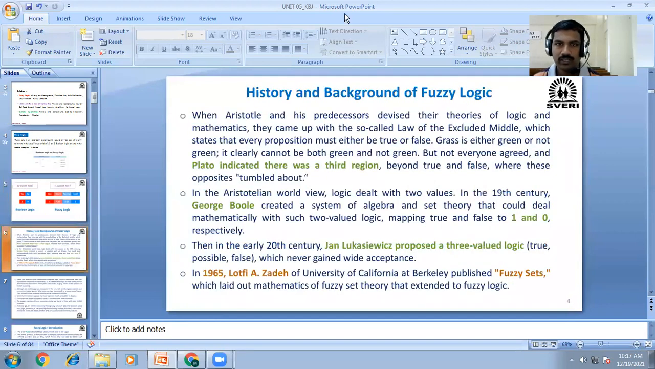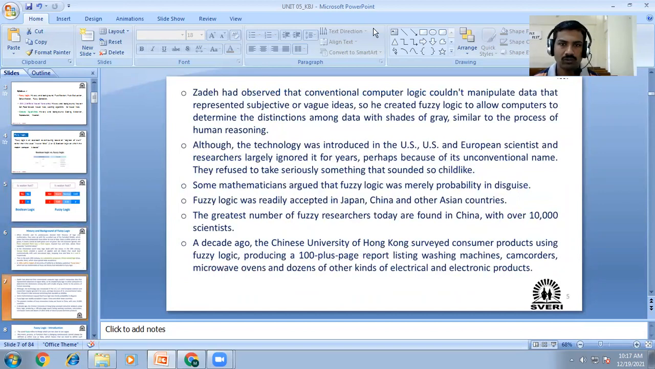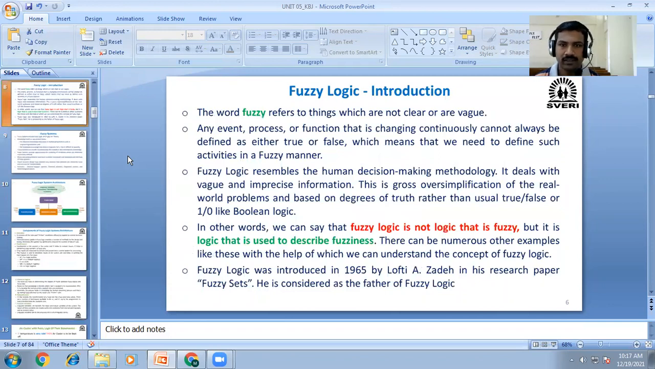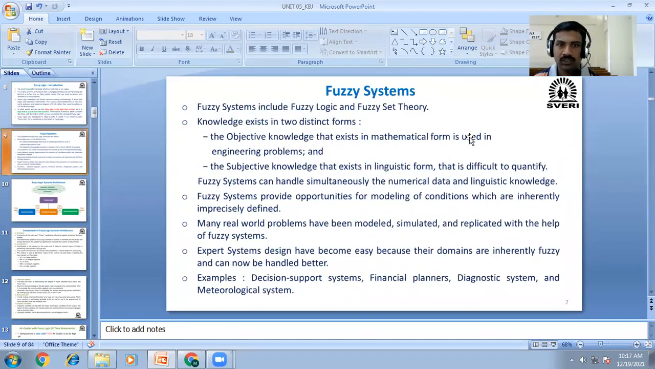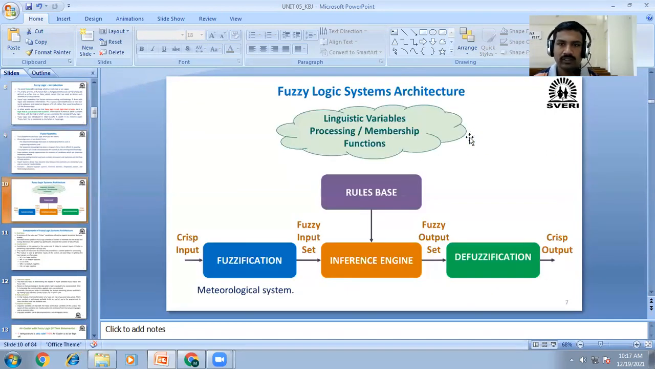After that we have discussed the history and background of fuzzy logic. Last time we went through it. We have read that part and discussed that part. Again we have seen what is meant by fuzzy logic, that it is not clear, not defined clearly. Next we have seen the different architecture of fuzzy logic.